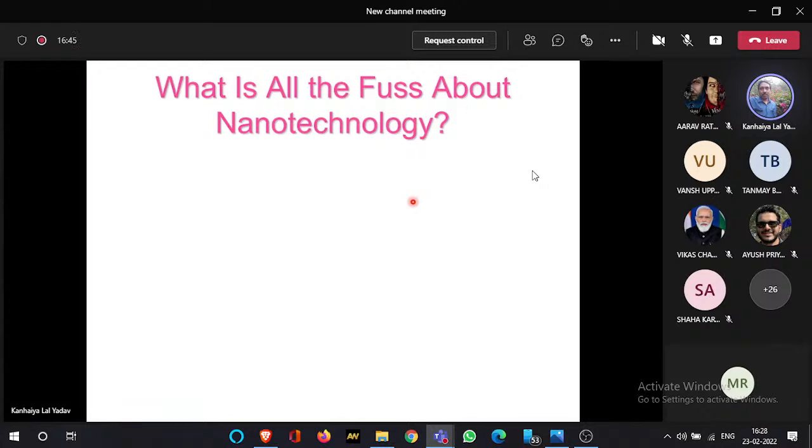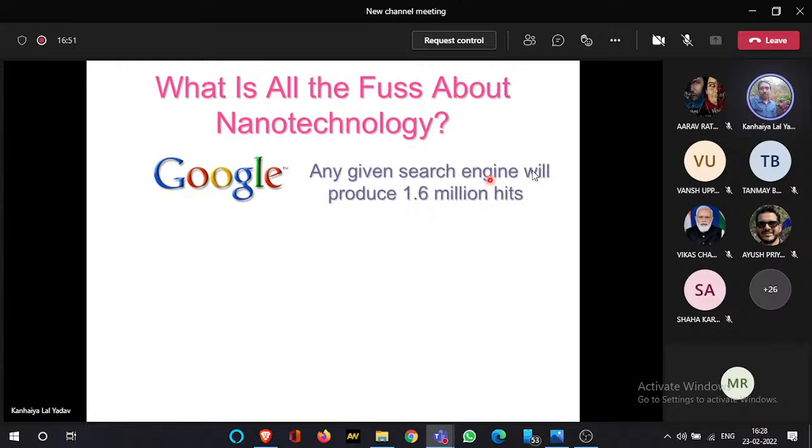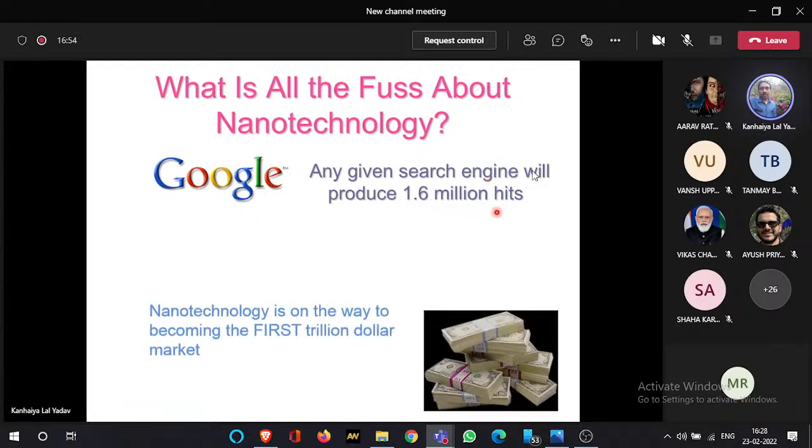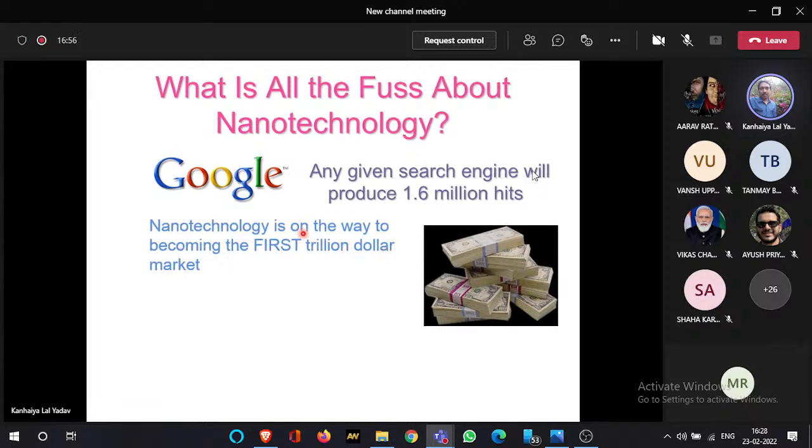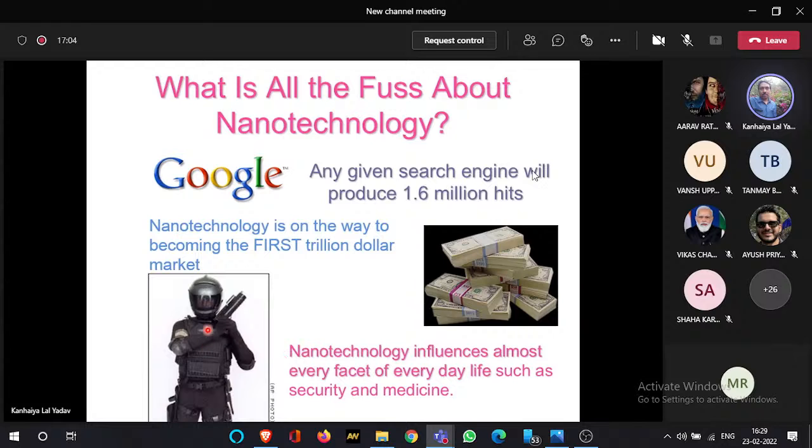So what is all the fuss about nanotechnology? All of you use Google for anything. Any given search engine will give 1.6 million hits or more, because nanotechnology is one of the ways to become the first $1 trillion market. In other fields, also defense, nanotechnology is being used.